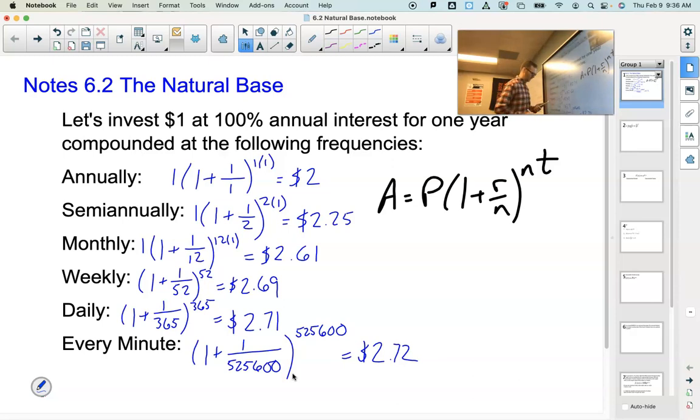Actually, if I go back and do some more decimals, if I go back to that daily, it's 2.7146, and this is actually 2.7183. So it got bigger, didn't it? But did it get a lot bigger? No. So my question for you is, how often are we going to have to compound it in a year to get to $3?